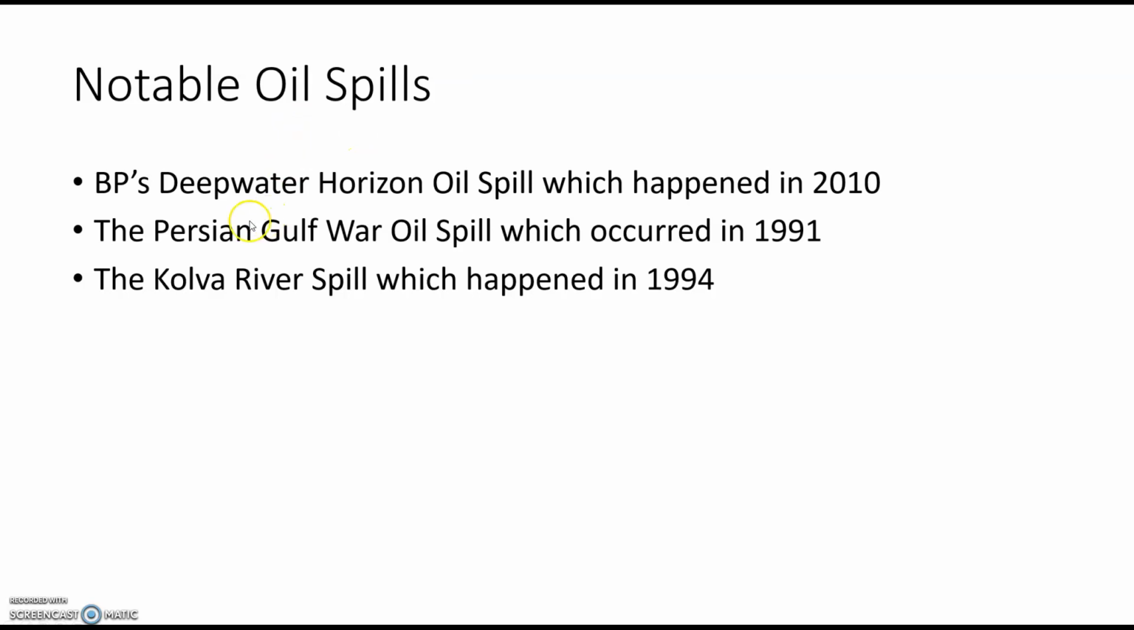That was actually ranked second on the list that I looked up. Number 1 was the Persian Gulf War oil spill, which actually wasn't an accident. It was meant to happen, which is really tragic. And there's also the Culver River spill, which happened in 1994. That was ranked 7th on the list. And yeah, that's oil spills. Thank you.